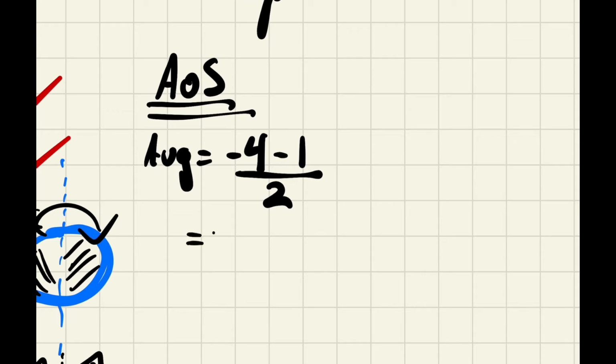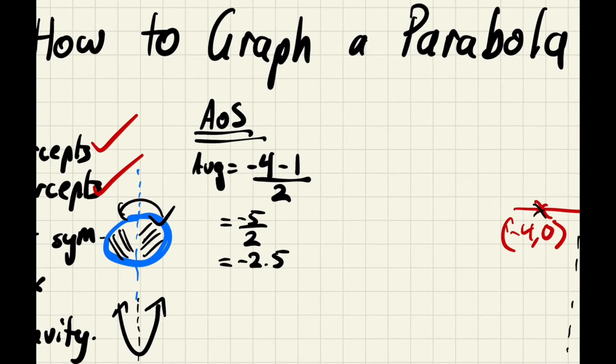When we do that, we'll get -5 on 2, which is the same as -2.5. So we know that therefore our axis of symmetry is going to be at where x is equal to -2.5. So that's the first way we can do it.